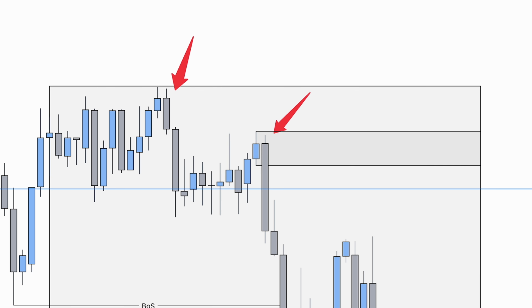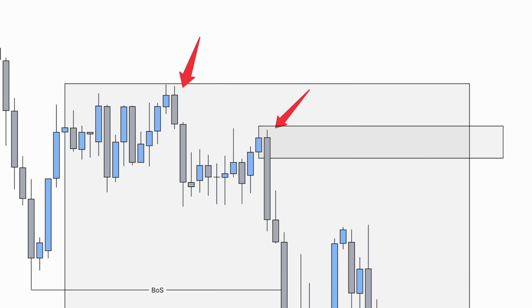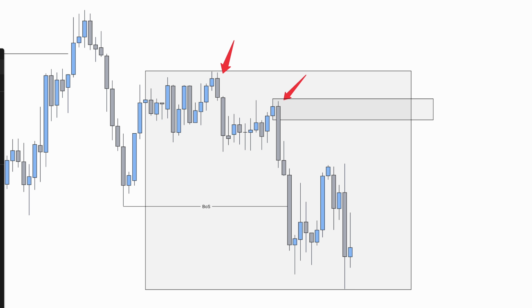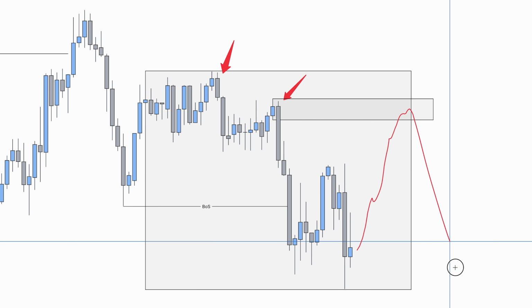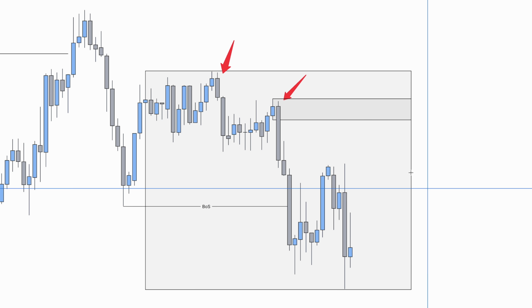I use the last candle before the impulse for my supply zones. So we could then say if the market returns to this level, okay, we can then look to sell from this point. However, we have a slight problem here.